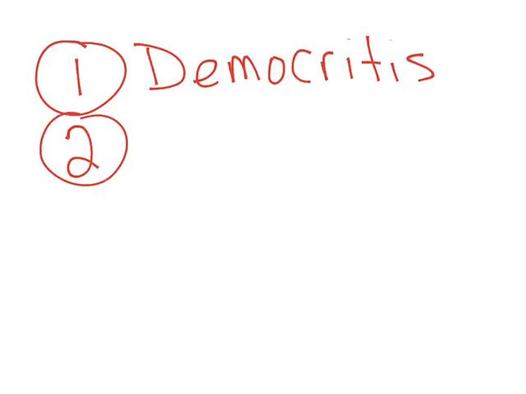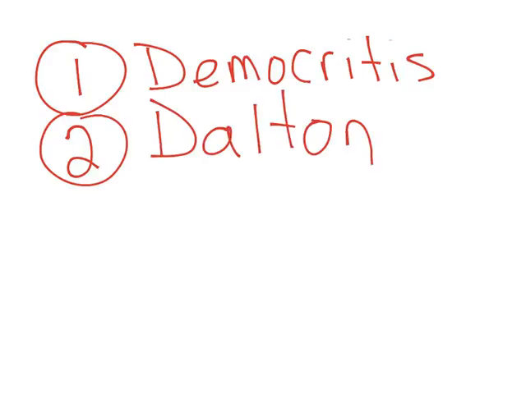Our second model was Dalton's model. And again, with Dalton's model, there wasn't really an image, but he was the one who really started to advocate for the idea of elements and compounds. That all elements have identical atoms, and compounds were made out of different types of atoms coming together.